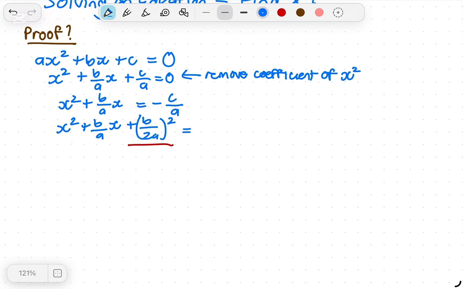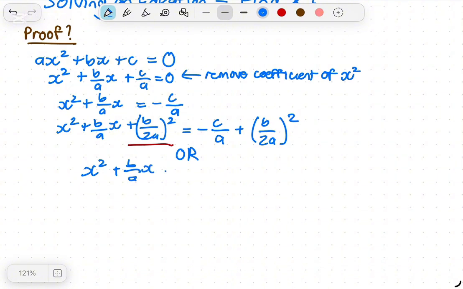So that will give us plus, or you can write it on the same side. So it's just x squared plus b over a x plus b over 2a squared minus b over 2a squared equals c over a.